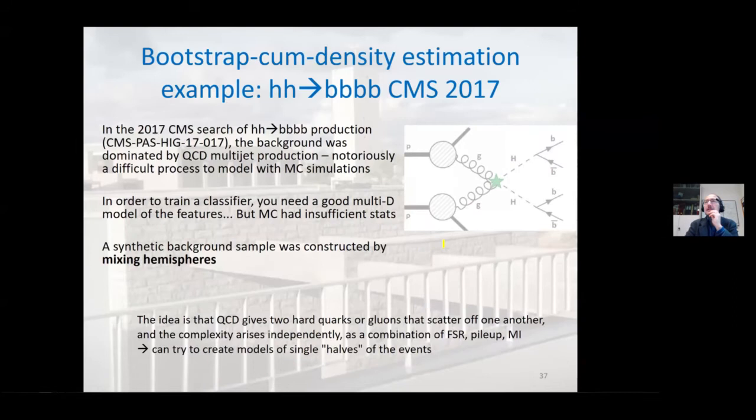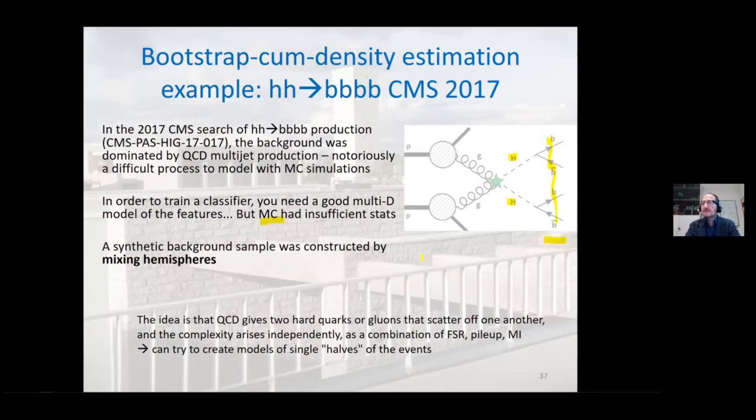Here I have an example of how the bootstrap was used in a real analysis. This was an analysis of di-Higgs production in the four b-quarks final states in 2017. And we used the bootstrap to evaluate the properties of our model. So in this particular problem, we have four jets in the final state. And you don't have enough Monte Carlo, and the Monte Carlo also doesn't model this process in the background very, very well. So you want to create a multidimensional model of the data from the data themselves.